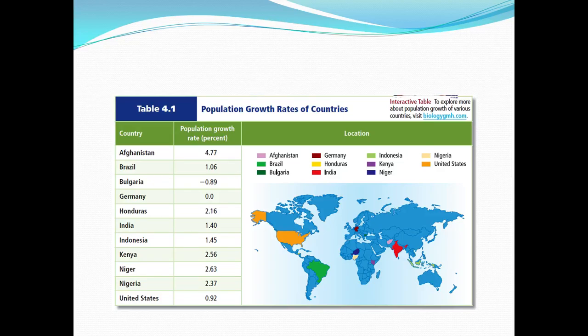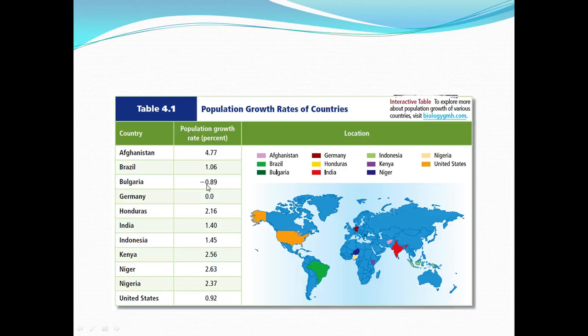I'll give a couple of quick examples so you guys can see how to determine if a country is in transition or not. Afghanistan is 4.77. They are definitely not in transition. They have a very high birth rate and a very low death rate. Their growth rate's far too high. It needs to be below 1. Brazil is at 1.06. They're scary close. I wouldn't give you a question this close on a quiz because it's one of those areas that's debatable. You could argue it both ways. I would say they are moving towards transition and they're almost there.